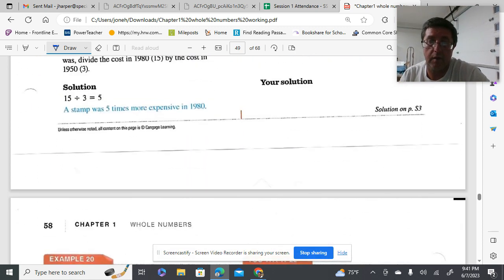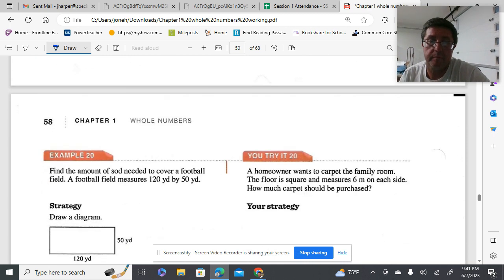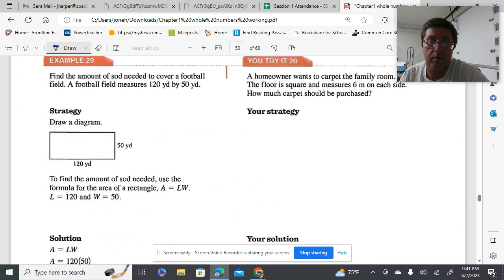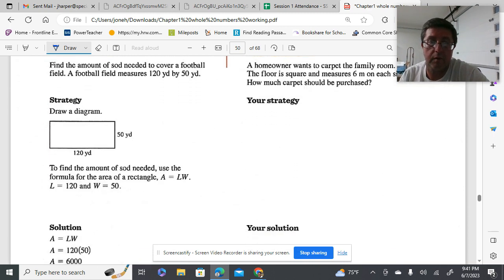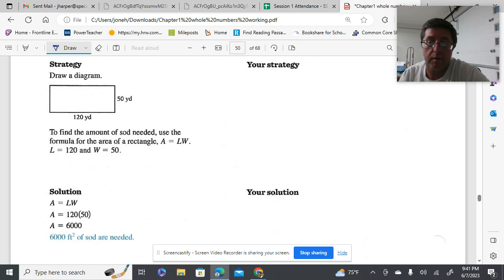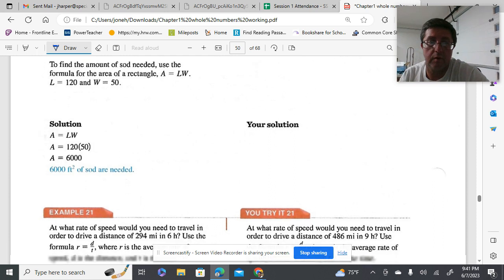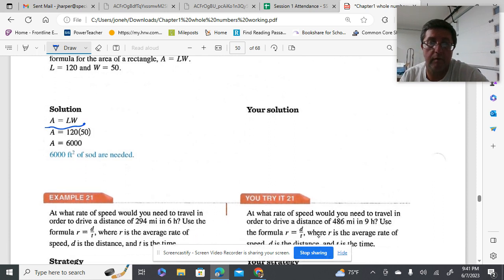So I am going to go down here again. This is draw a diagram. Again, this is just wanting you to figure out area is L times W, length times width.